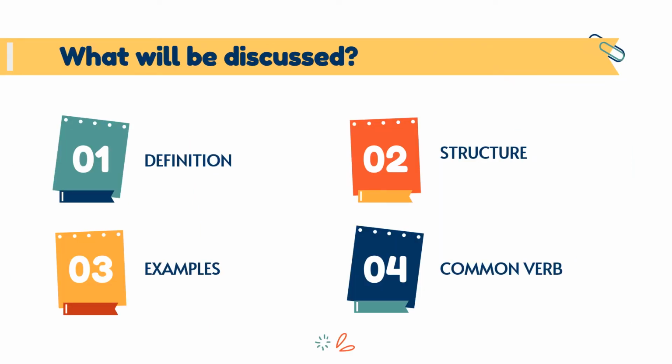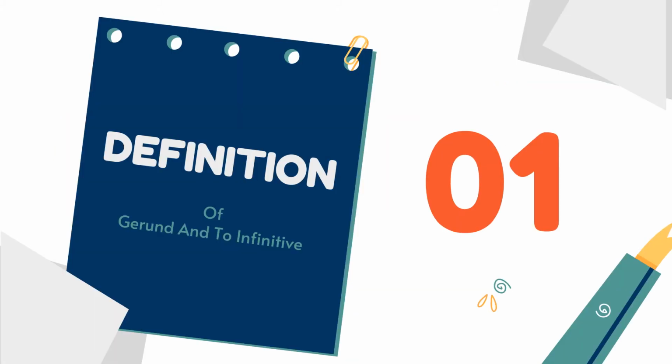But before we jump into the material, I would like to mention what will be covered in today's discussion. The first that will be discussed is the definition of gerund and to infinitive. The second is about its structure. The third is about the examples, and the fourth is the common verbs of gerund and to infinitive. The first is about the definition of gerund and to infinitive.